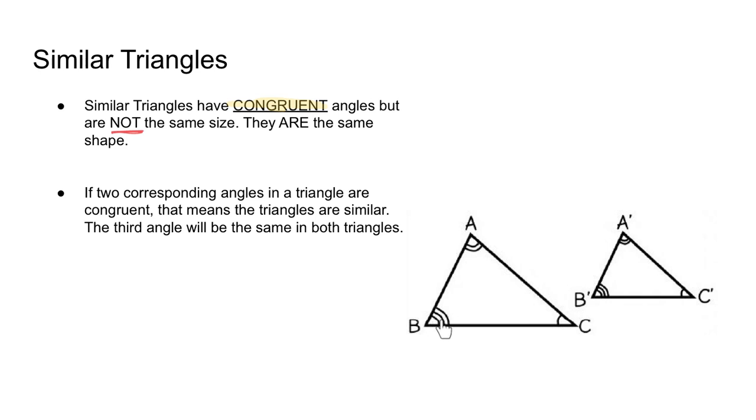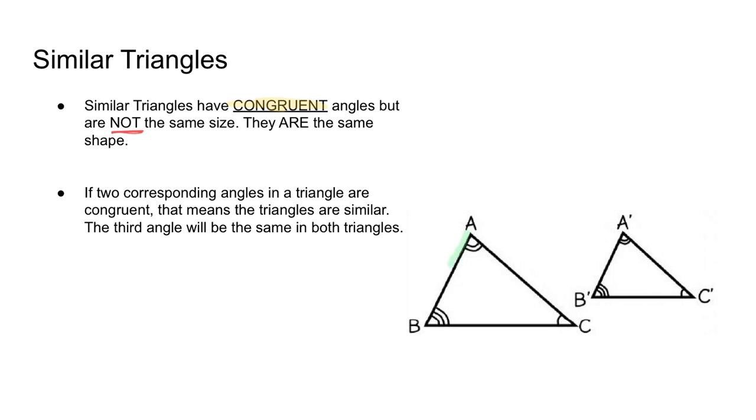Angle B has 3 lines on the first one. Angle B has 3 lines on the first copy. So angle B is the same measurement. They are congruent. Angle A has the same measurement. Those are congruent. So knowing that 2 angles in the same spot have the same measurement, angle C will automatically be the same. So these two triangles are similar.